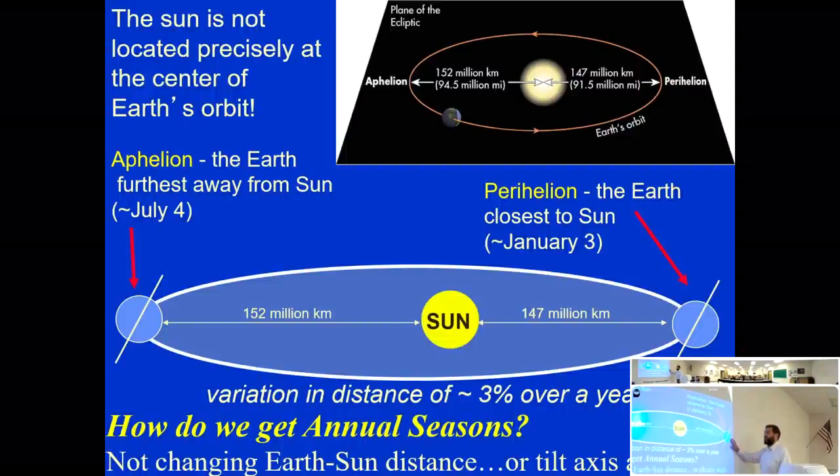So the time at which we are closest is called the perihelion. The perihelion, okay? And that actually happens on January 3rd. So we're actually closest to the sun on January 3rd. It's 147 million kilometers. We're furthest away on Independence Day, on July 4th.